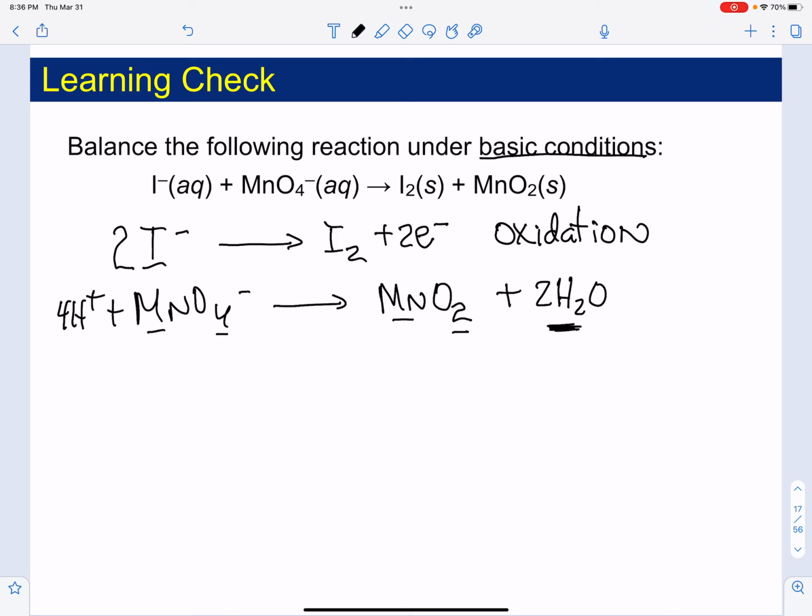And now I need to balance the charge. So this whole left side, actually no, we're not going to do that yet. We still need to balance for a basic. Right now, short of the electrons, we already balanced everything else. But since we're doing basic, we have to do one more step before we do the electrons.